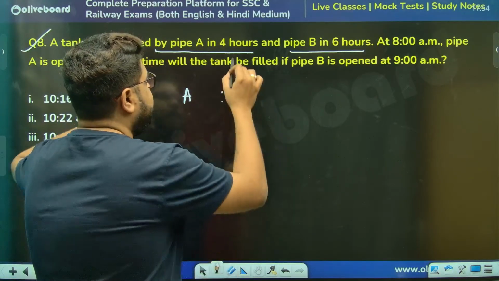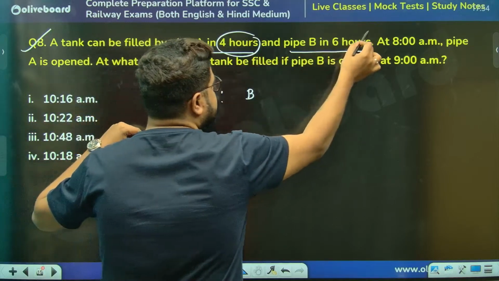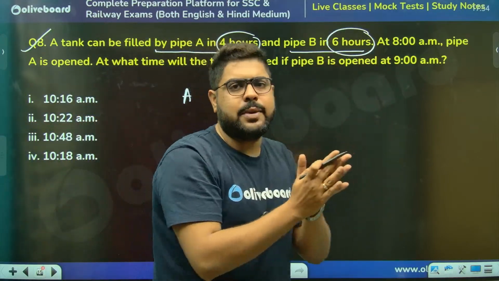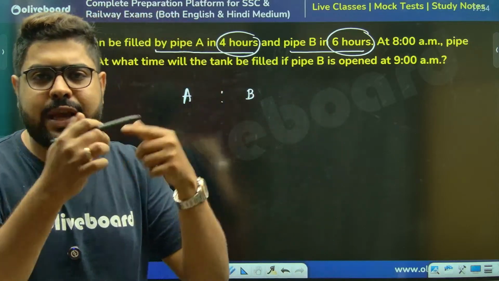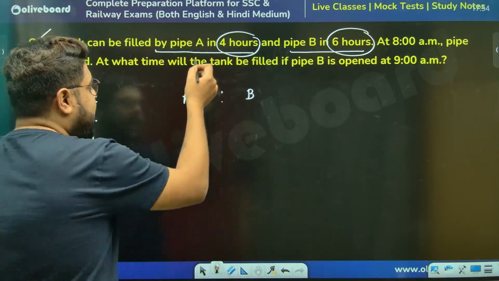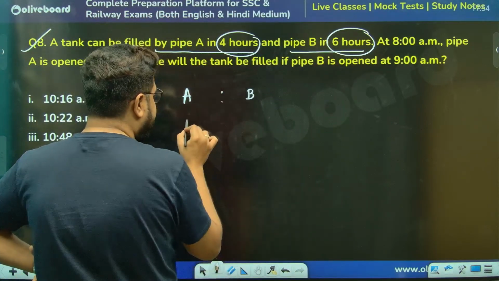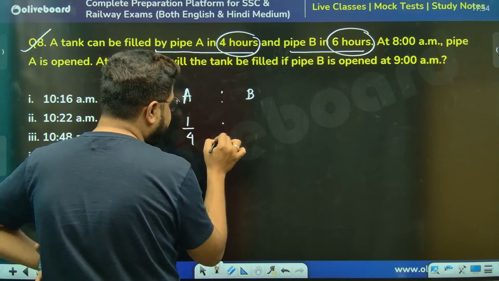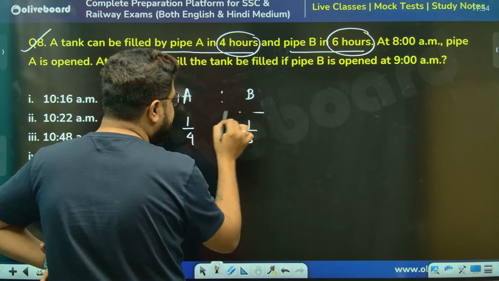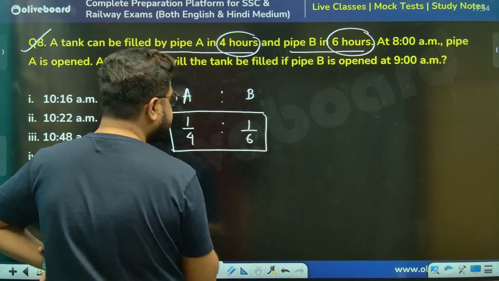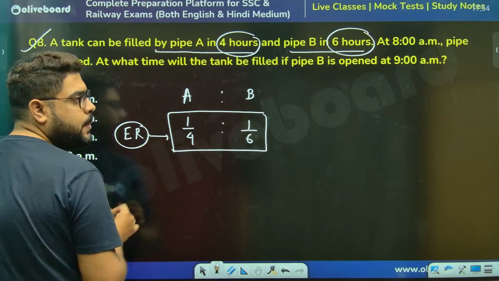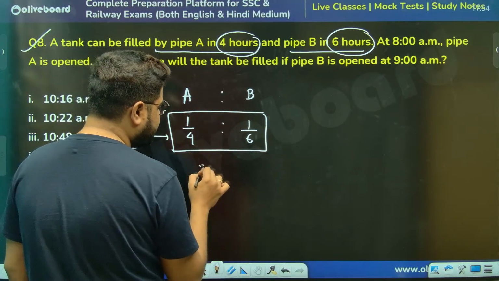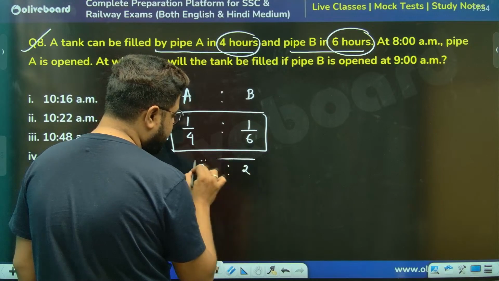Sir, these are times. If you know the basics of time and work or pipe and cistern, efficiency ratio and time ratio are opposite. So if the time ratio is 4:6, the efficiency ratio will be 1/4 : 1/6, the inverse of the time ratio. This is the efficiency ratio, ER. You can calculate, sir, this is 6:4 or 3:2.